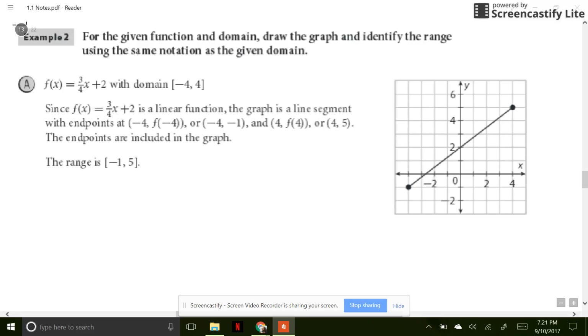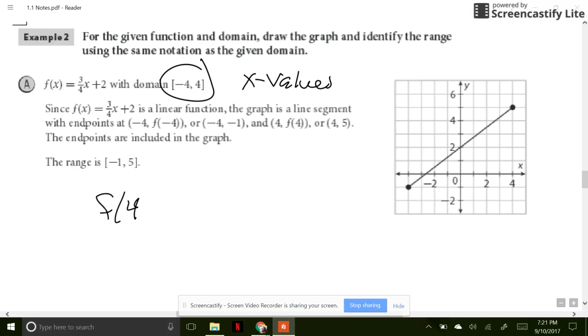So this is our function here. It's just a linear function. We've restricted our domain from -4 to 4. So since it's a linear function, it's going to be a line segment. Since this is our domain, these are our x values. So then to find the y values that go along with it, we'll plug them in.